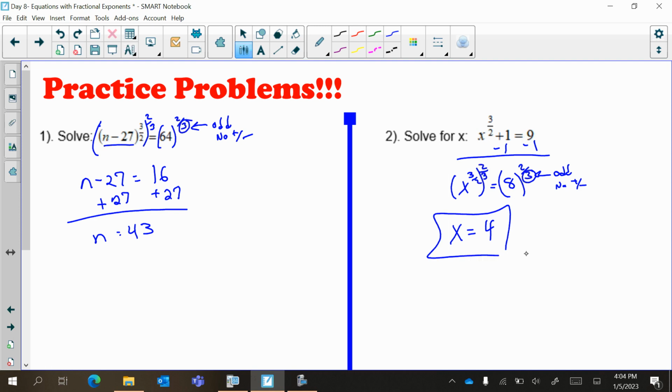So your answer is just x equals 4. And again, don't forget you could actually plug these back in on your calculator to see if you're correct. So on your calculator, if you did 43 minus 27 to the 3/2, and if you put that in the calculator, you would get 64 to see that you're correct.